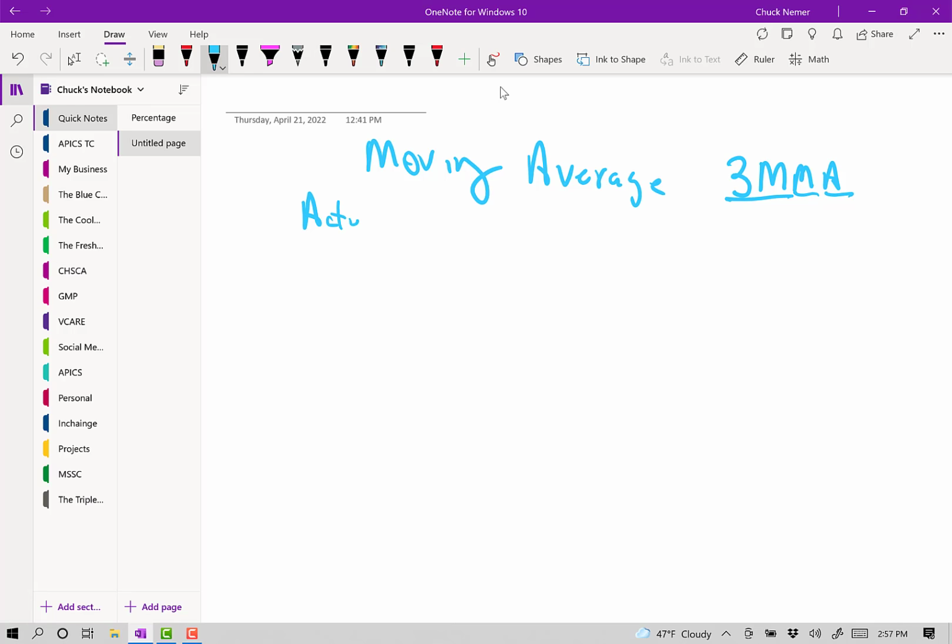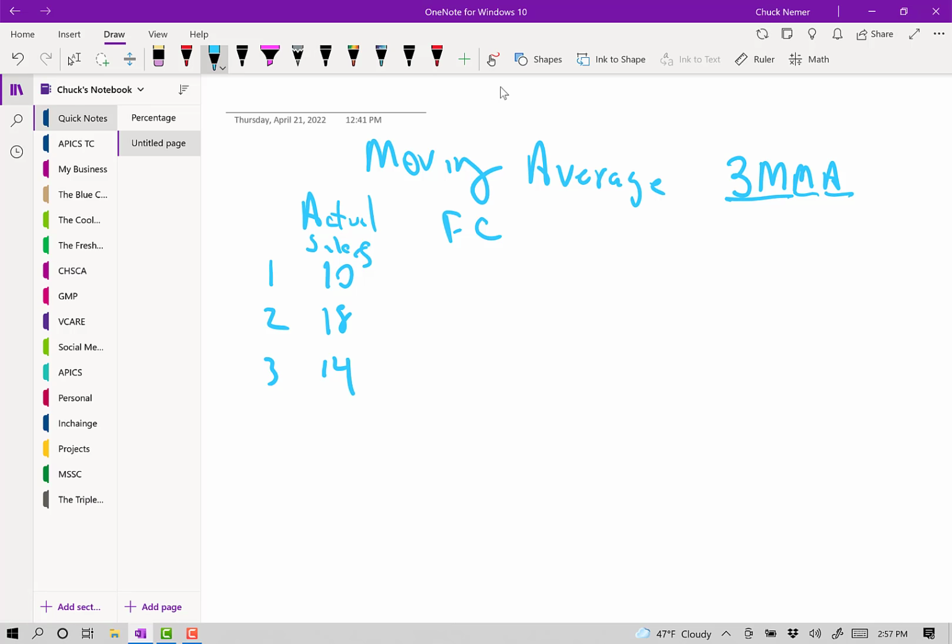This is going to be our actual sales. This is going to be our forecast. And let's say for periods 1, 2, 3, I had sales of 10, 18, and 14. Okay, and I'm just picking some numbers. And so I really need 3 months worth of data before I can start doing a forecast in this example because I've defined it as a 3-month moving average.